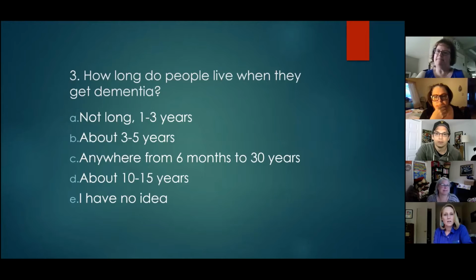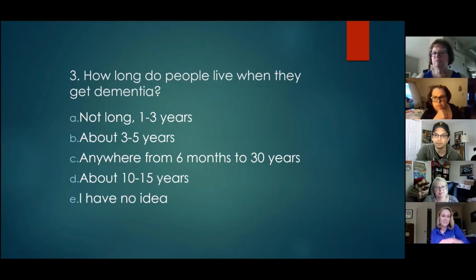Do we have any ideas? Well, gosh, if I think of there's 100 to 120 different forms, types, and causes, my guess is it probably depends on the person, their history, their health, but then also the type and form or cause of the dementia. Right. So it could be any of these questions, right? So we think anywhere from 6 months to 30 years, right?